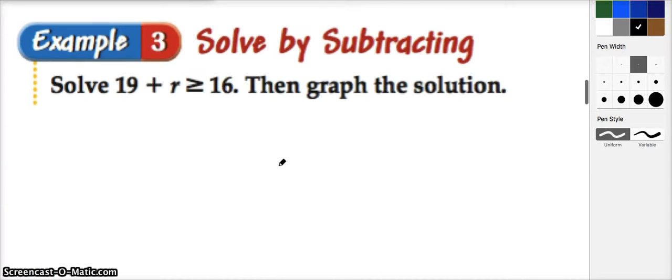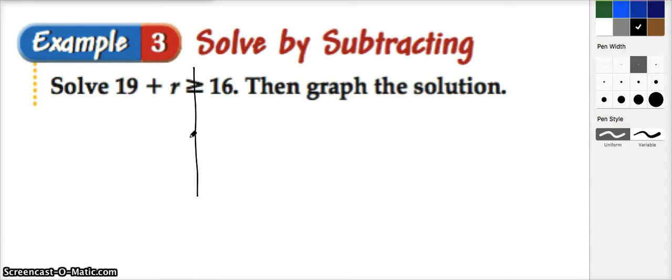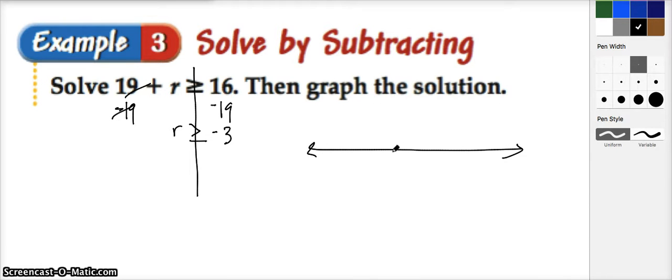So here we're going to solve by subtracting. Again, this is a lot like any kind of algebraic equation that you would solve. I'm going to get rid of the 19 because I want to isolate the r, and I'm going to add -19 or subtract 19, however you see fit. So r is greater than or equal to -3, because -19 plus 16 is -3. And I'm going to graph my solution. My solution is going to be -1, -2, -3, and a +1, 2, 3 right here.